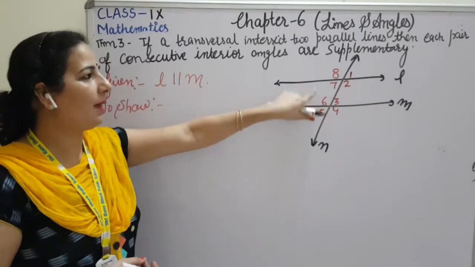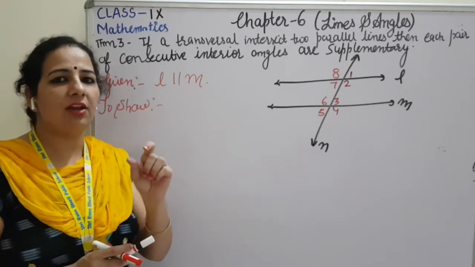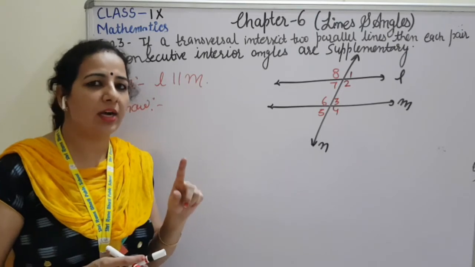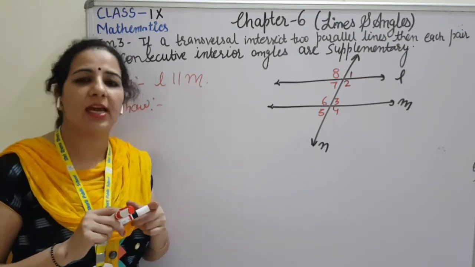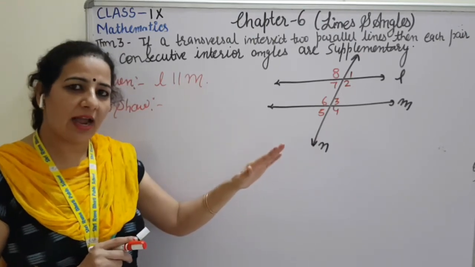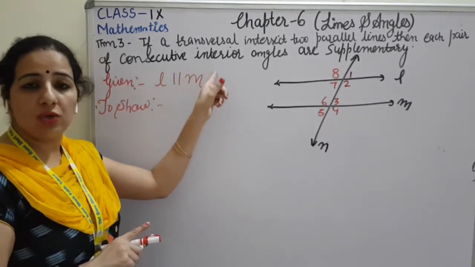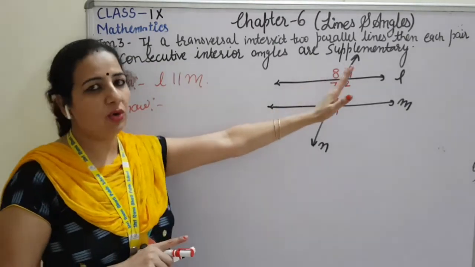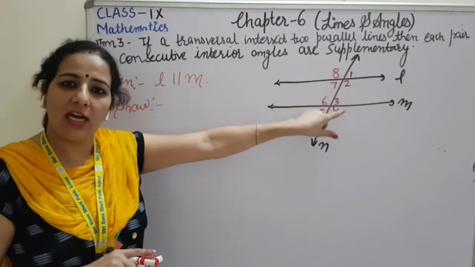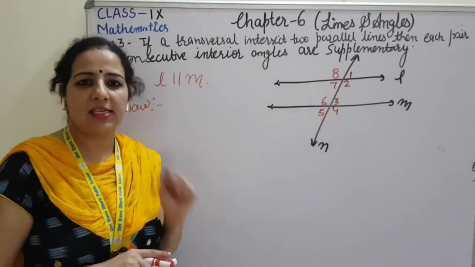First of all, they are talking about the interior angles only. Now what is the meaning of conjugative interior angles? Conjugative means on the same side of the transversal line, and both will be interior angles. See students, don't confuse corresponding angles and conjugative angles, because corresponding angles are on the same side of the transversal line, but one should be interior and one should be exterior. And in conjugative interior, both the angles will be on one side and both should be interior. If they talk about conjugative exterior, then both should be exterior angles.